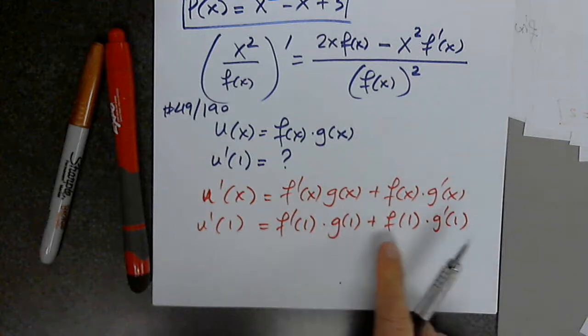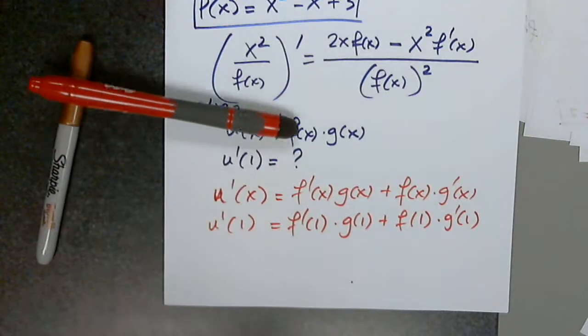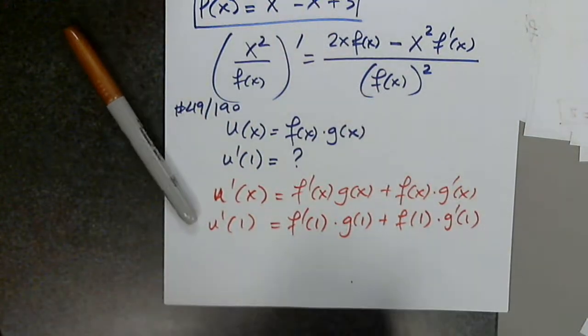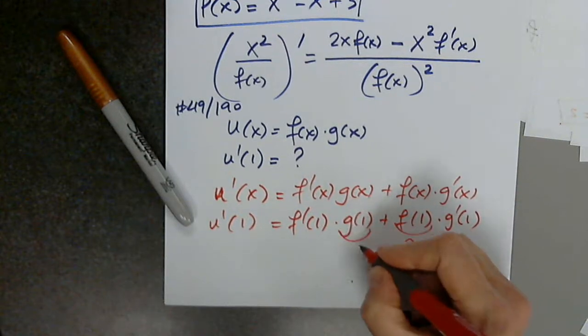So let's start with f of 1 and g of 1. F is in red. F of 1, how much? 2. And g of 1 in blue, how much? 1. So f of 1 is 2, g of 1 is 1. So this is 2, this is 1.